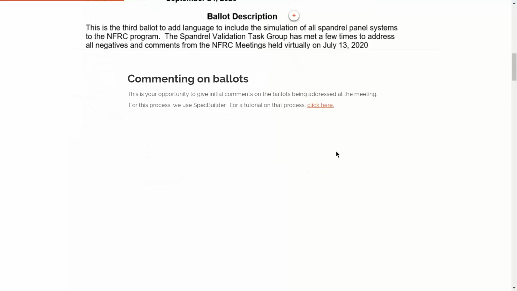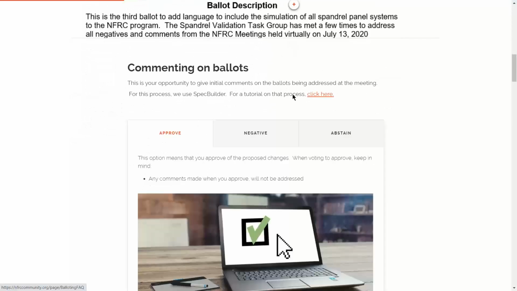And we do have a link here to a tutorial on how to do your ballot responses. This will take you to a tutorial about the spec builder. So if you're interested, you can click here when you receive this presentation.